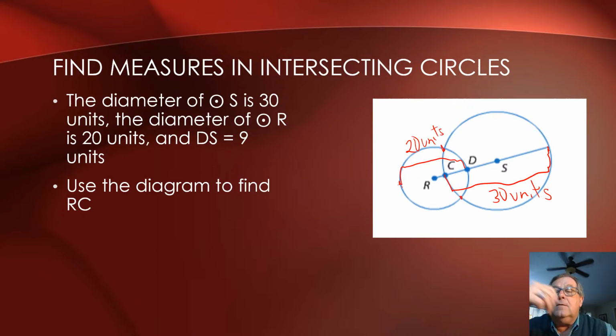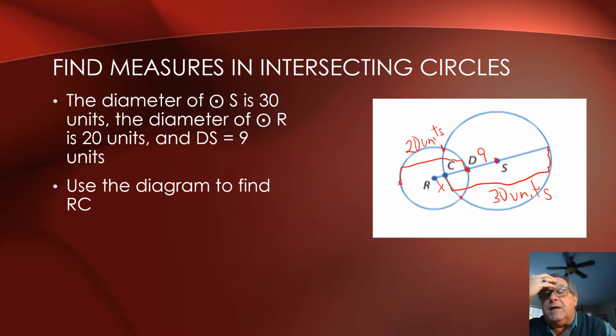And DS, this segment here from the center of the circle to this endpoint on the second smaller circle, is 9. So from here to here is 9. Okay, so that's what we know, and we're asked to find RC. So we're asked to find this little segment right here. Let's call that x. So we're trying to find RC.